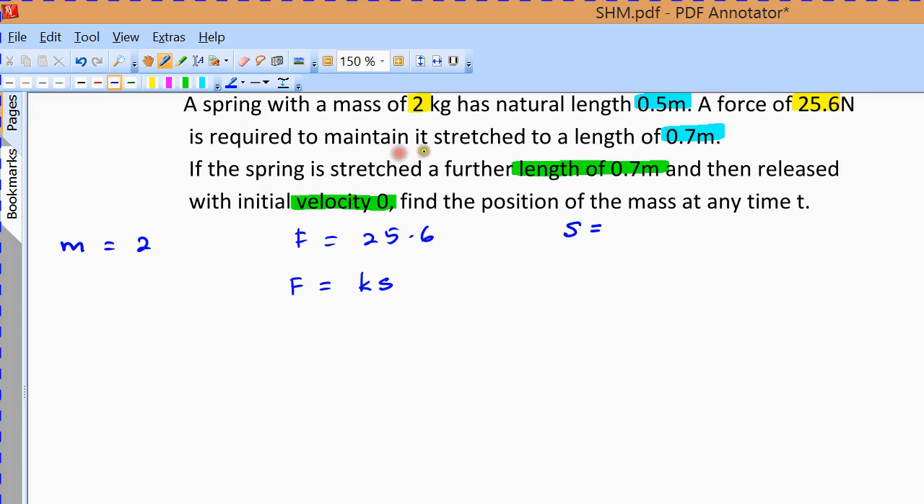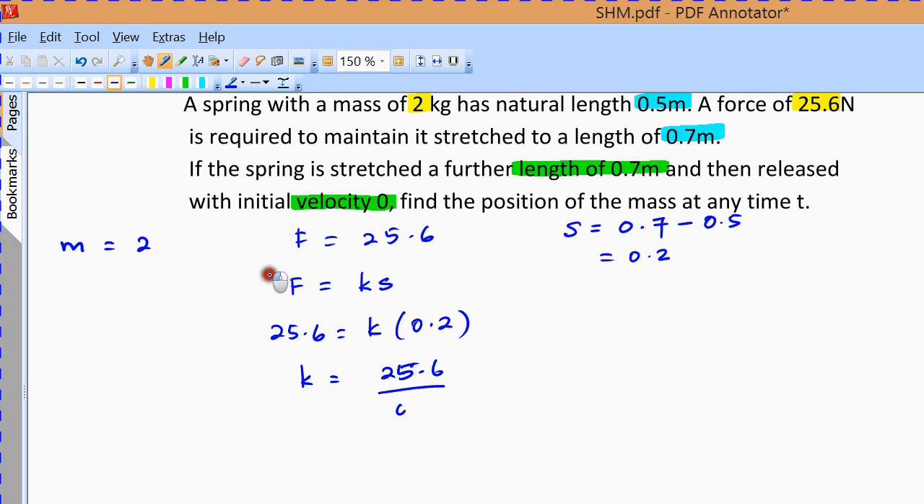Now if you read the question again, s is actually 0.7 minus 0.5, and this is 0.2, and so we have 25.6 is equal to k times 0.2, and so k is equal to 25.6 divided by 0.2, and this will give us 128.